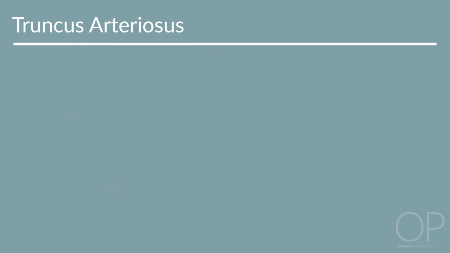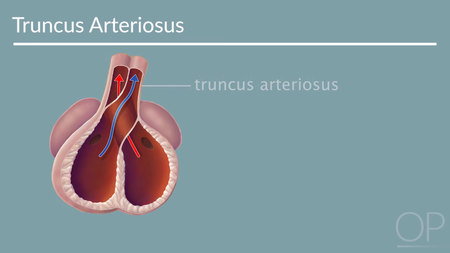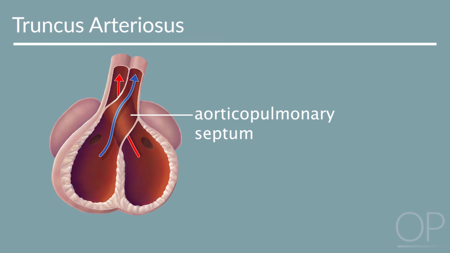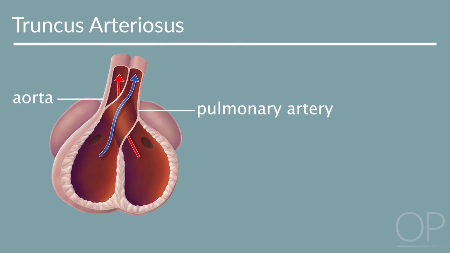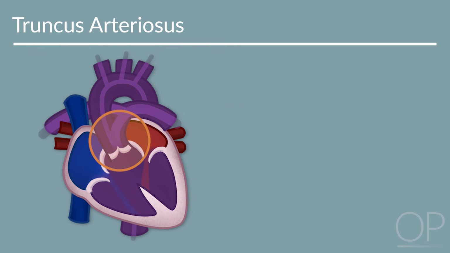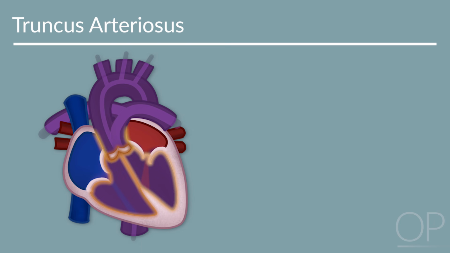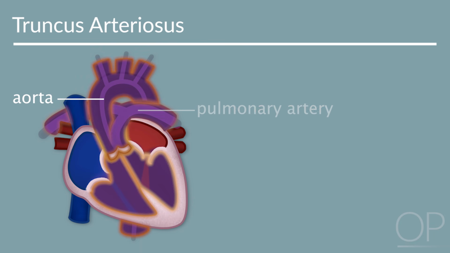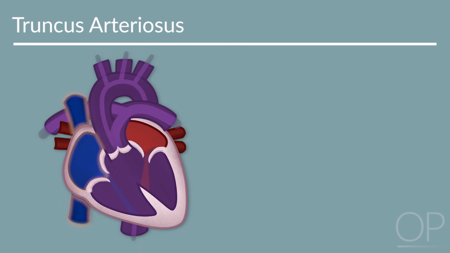Truncus Arteriosus. In a normal heart, the truncus arteriosus is divided by the aorticopulmonary septum to create the aorta and pulmonary artery. When this normal septation does not occur, there is only one great artery to provide outflow from the heart. Blood flows from the left and right ventricle through a common semilunar valve and out through the truncal artery, which gives rise to the aorta and pulmonary arteries. The systemic and pulmonary venous blood flow are mixed.